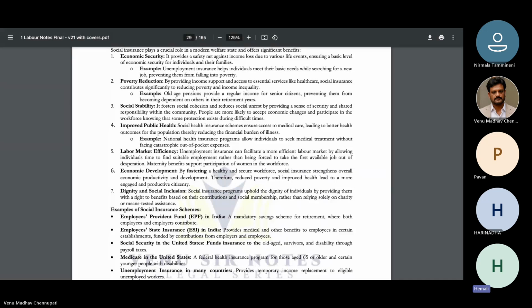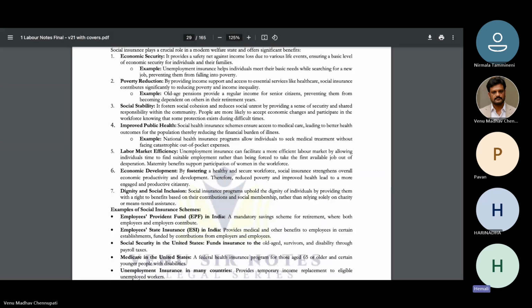Dignity and social inclusion. Social insurance programs uphold the dignity of individuals by providing them with a right to benefits based on their contributions and social membership, rather than solely relying on charity or means-tested assistance.